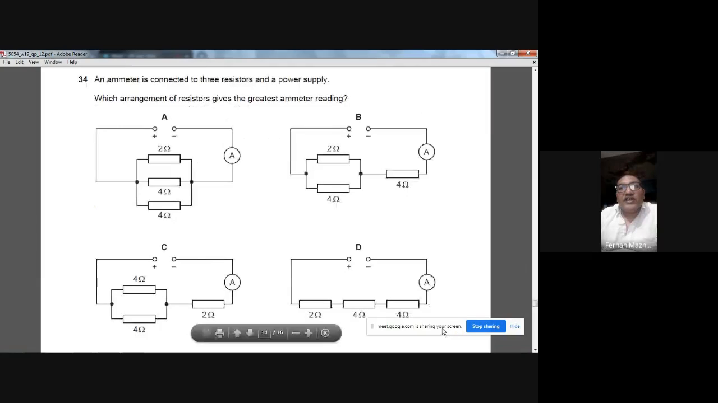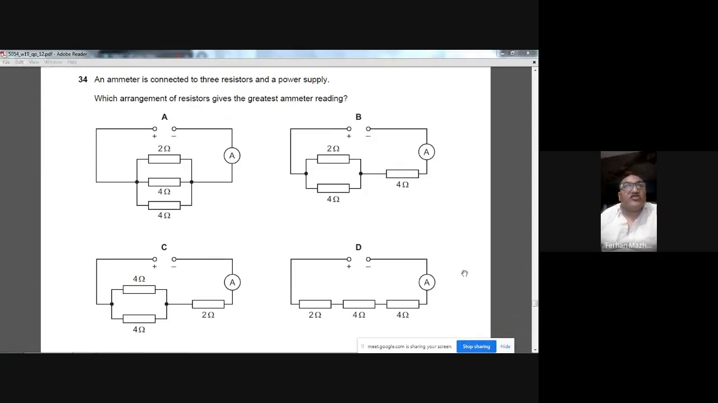Okay, on your screen, you can clearly see question number 34. An ammeter is connected to three resistors and a power supply. Which arrangement of resistors gives the greatest ammeter reading? The ammeter reading will be greatest if the resistance of the whole circuit is lowest. The resistance of the whole circuit will be lowest if all of them are connected parallel to each other.